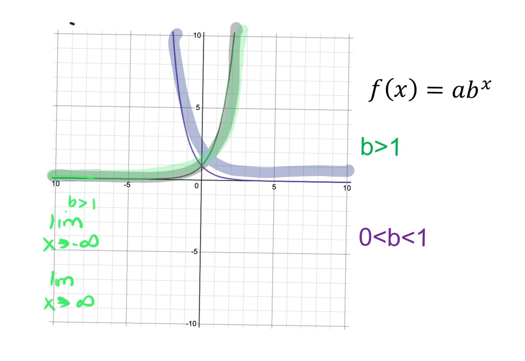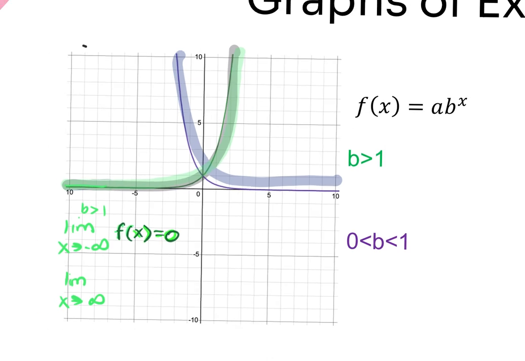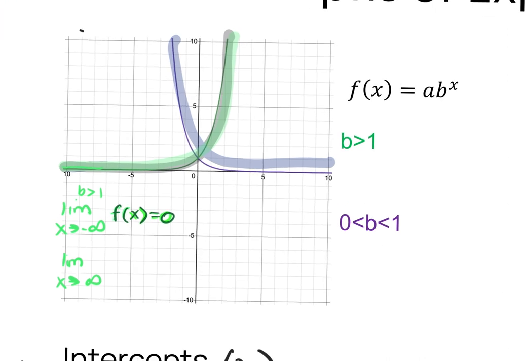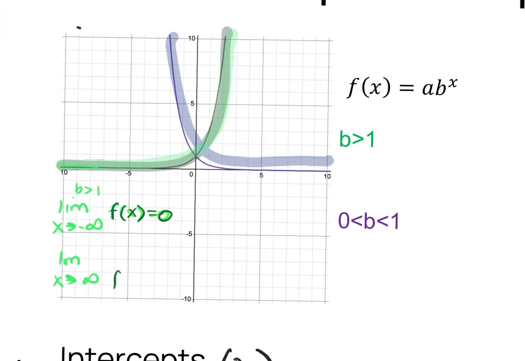So what's happening to the green curve as it approaches negative infinity? Good. f of x equals 0. And then what happens as it approaches positive infinity? Yeah, it goes to positive infinity.